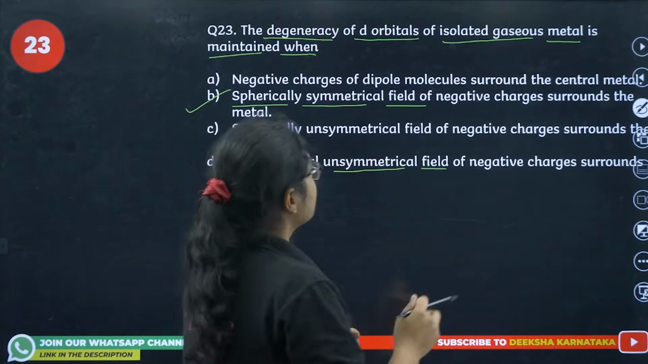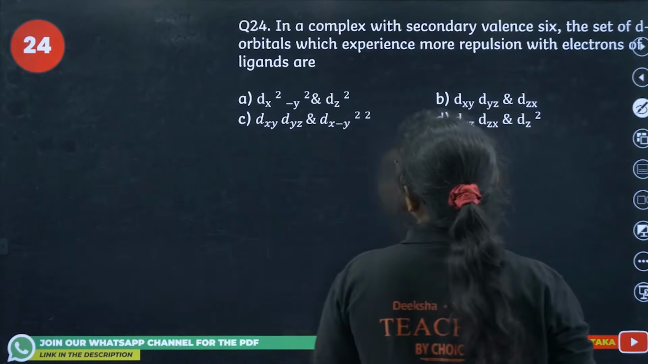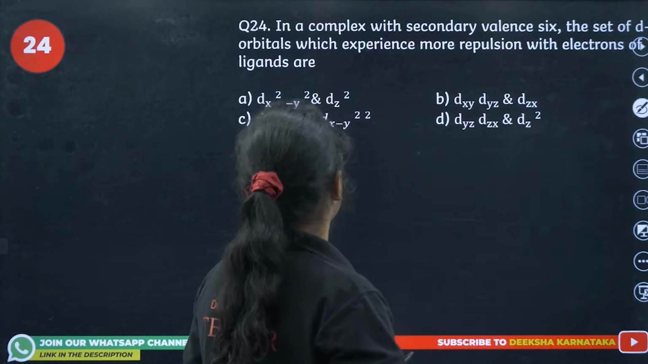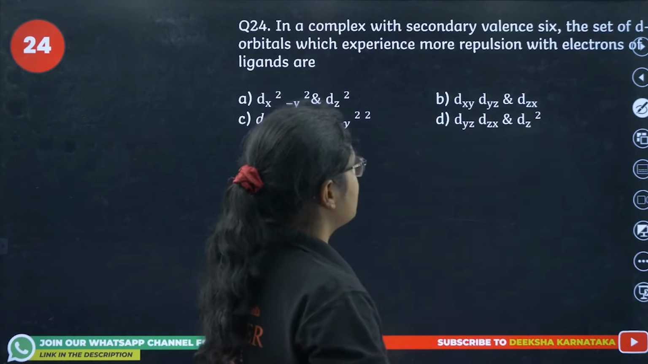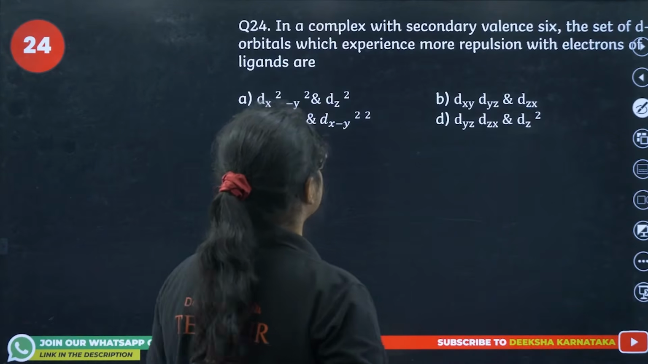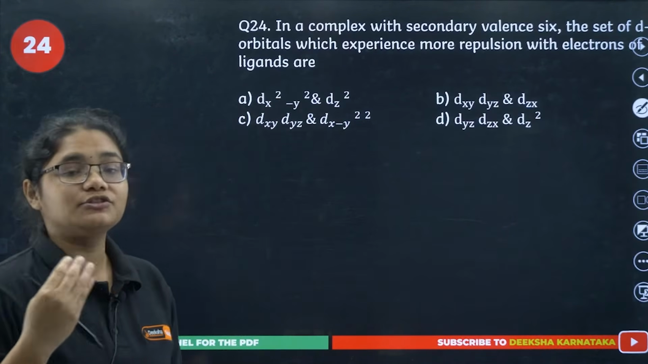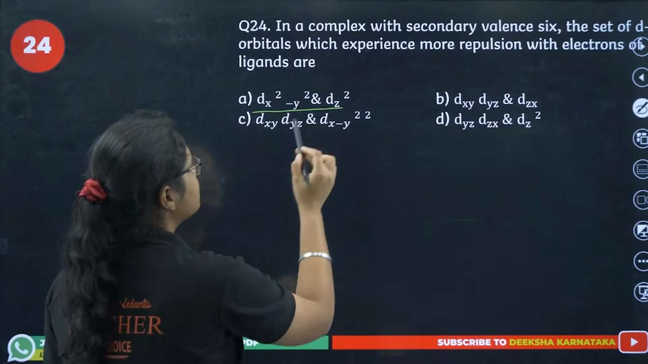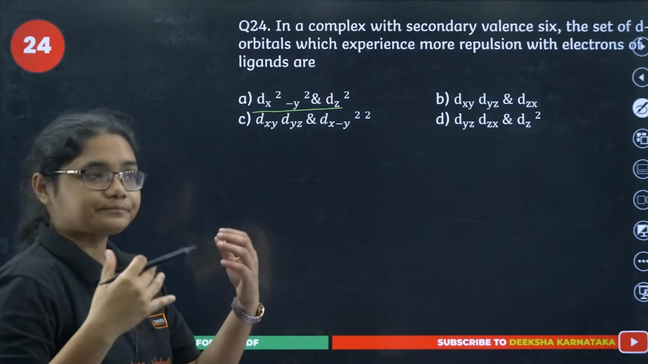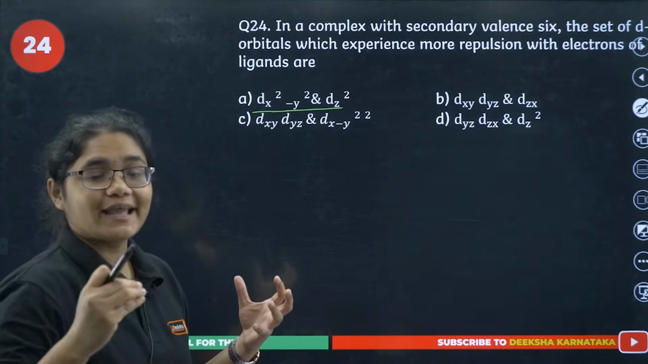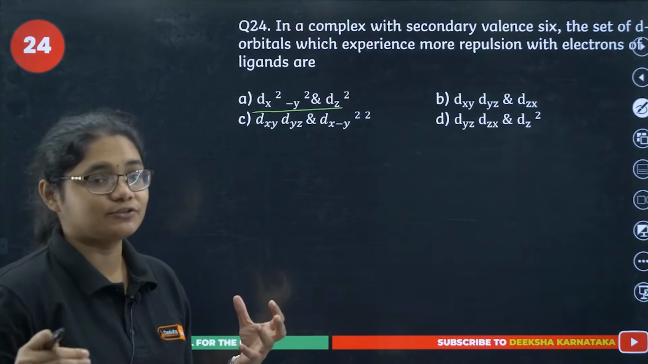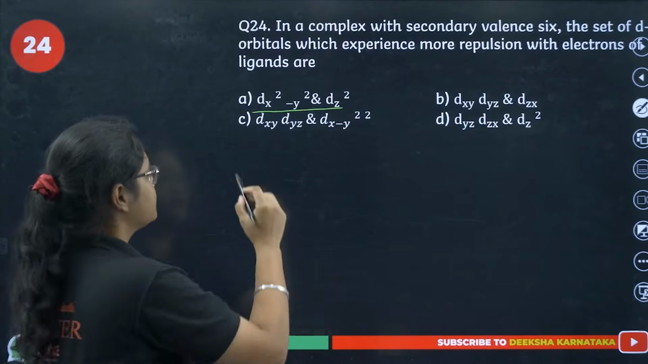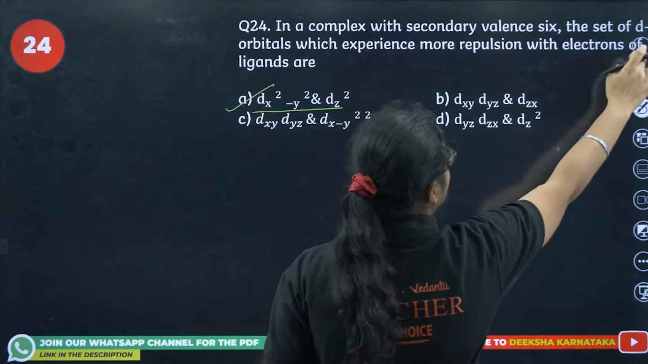Okay. Moving to the next question, number 24. In a complex with secondary valency 6, the set of d orbitals which experience more repulsion with electrons of the ligands are? Where do we observe maximum repulsion? We find maximum repulsion in these two orbitals, dx square minus y square and dz square, because they are along the axis, right? So they face maximum repulsion. So that is why option number A.